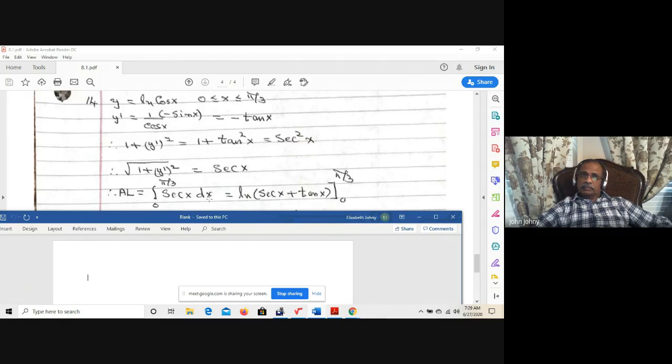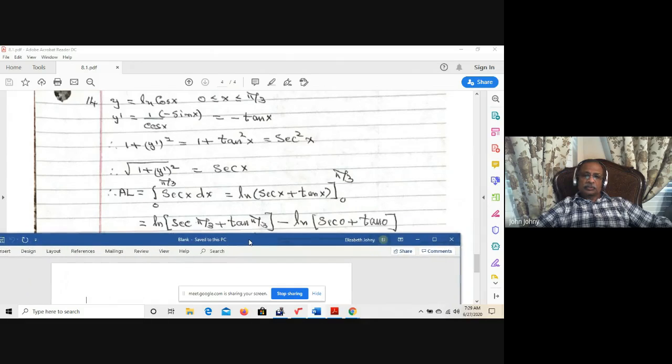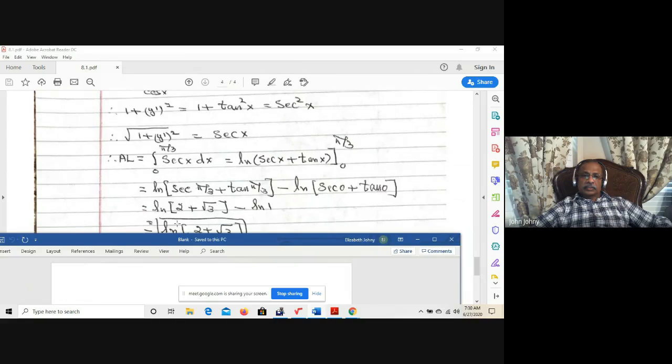Recall the result: the antiderivative of secant x is natural log of secant x plus tan x. So it is natural log of secant x plus tan x from 0 to pi over 3. Substitute the limits. First you substitute the upper limit pi over 3: natural log of secant pi over 3 plus tan pi over 3, minus natural log of secant 0 plus tan 0. Secant pi over 3 is 2, tan pi over 3 is square root of 3, minus natural log of 1, since secant 0 is 1.